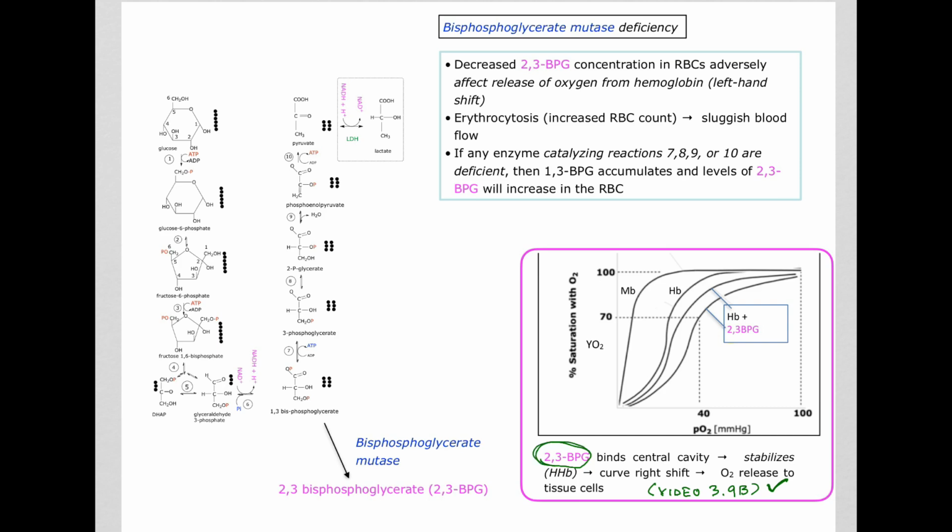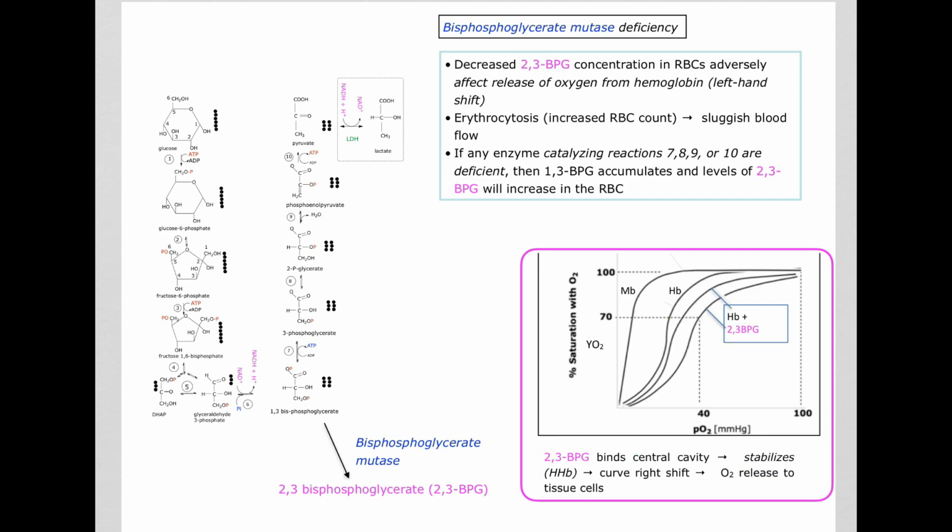2,3-BPG basically binds to the central cavity of hemoglobin. It stabilizes the deoxyhemoglobin form, the T form, and shifts the hemoglobin curve to the right, and that means the hemoglobin releases oxygen much more easily. So basically 2,3-BPG allows the hemoglobin to release oxygen much more easily at the tissues.